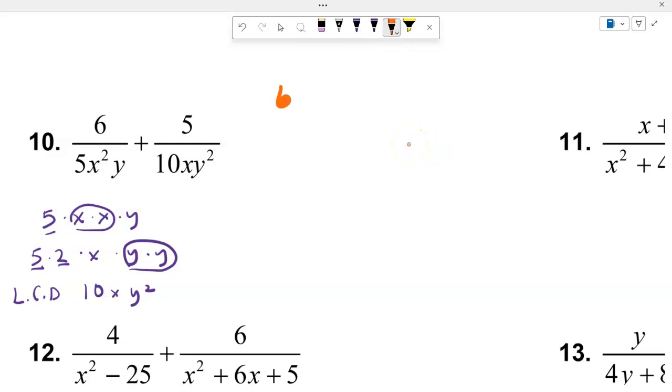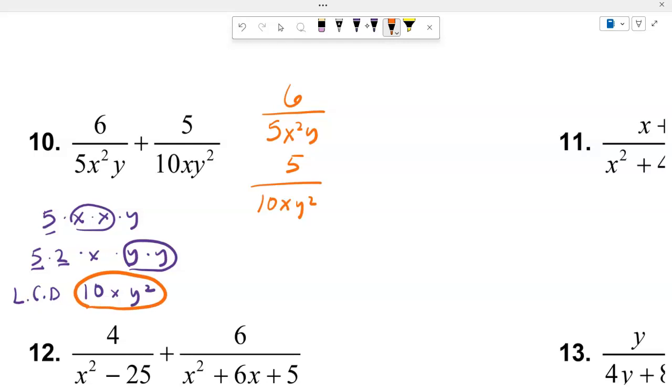So I have 6 over 5 x squared y, and then I have 5 over 10 x y squared. My LCD is 10x squared y squared. Oh, x squared, I'm sorry. So I have to multiply this times x so I can make it look like this. And I got to multiply this by x. So my equivalent fraction is 5x over 10x squared y squared.